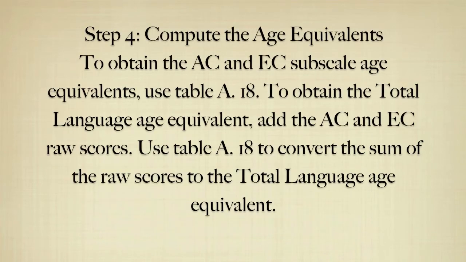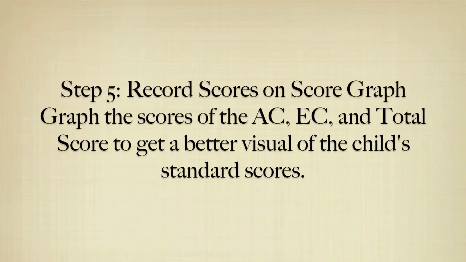Step 4. Compute the age equivalence. To obtain the AC and EC subscale age equivalence, use table A18. To obtain the total language age equivalent, add the AC and EC raw scores. Use table A18 to convert the sum of the raw scores to the total language age equivalent. Step 5. Record scores on score graph. Graph the scores of the AC, EC, and total score to get a better visual of the child's standard scores.